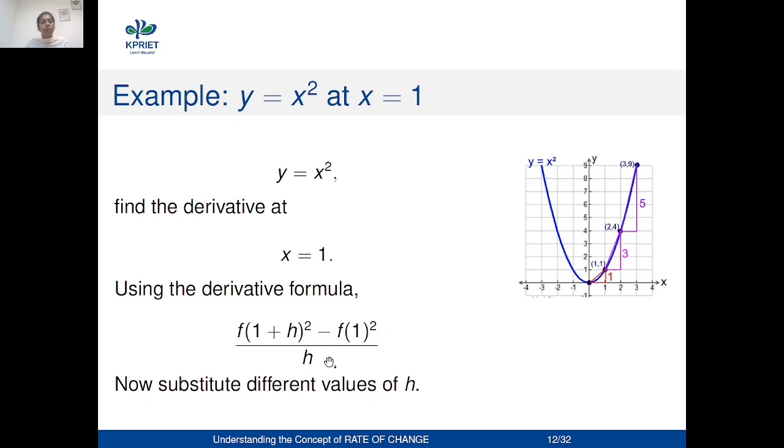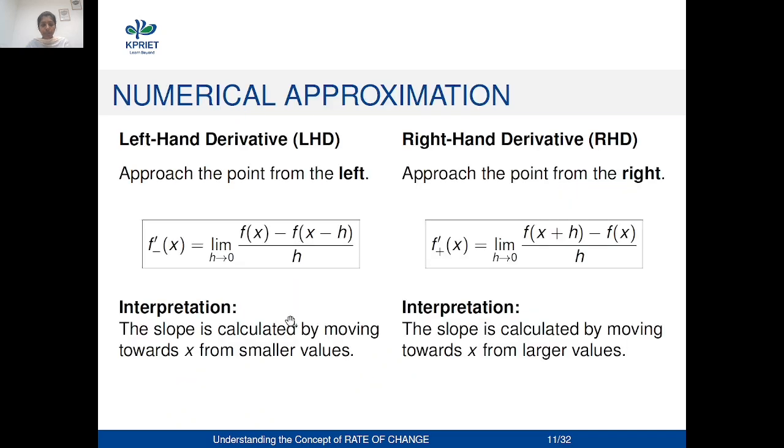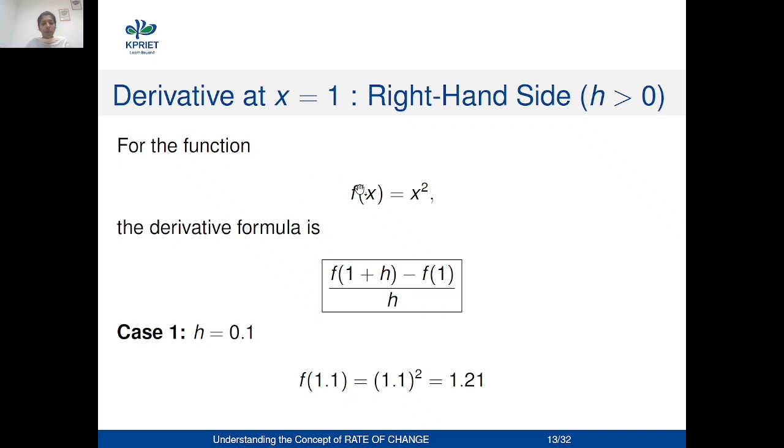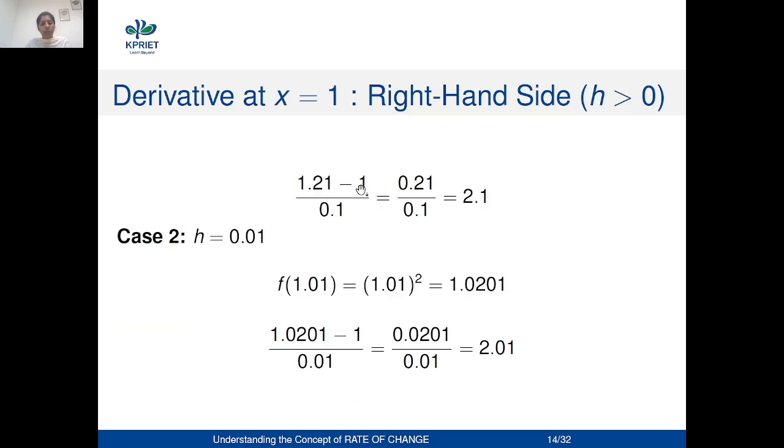So now first of all, let us focus on the right hand. According to this, the formula is f of x plus h minus f of x by h. So this is the formula I am going to consider. Instead of x, just substitute 1. And now let us have the approximation value for different h. So let us consider h as 0.1. If it is 0.1, then here the function has to consider for the point 1.1. So the function at 1.1 is 1.1 whole square, so it is 1.21. And according to the formula, it is 1.21 minus 1 by h. So h is 0.1, it gives 2.1.